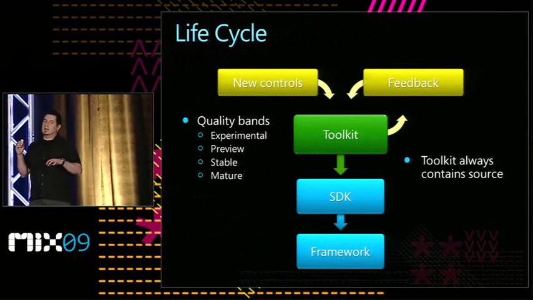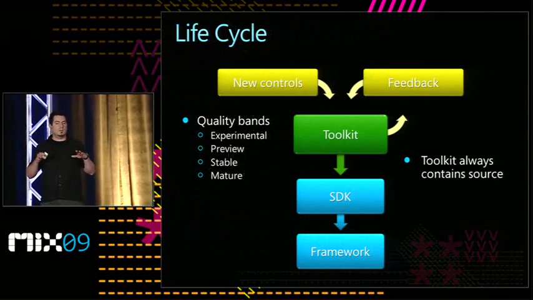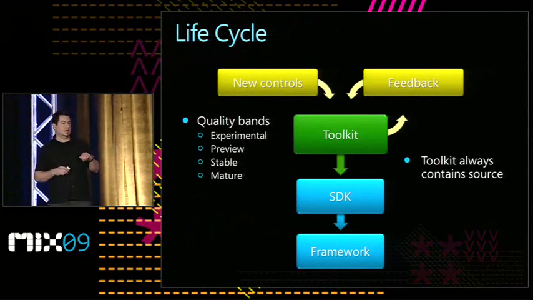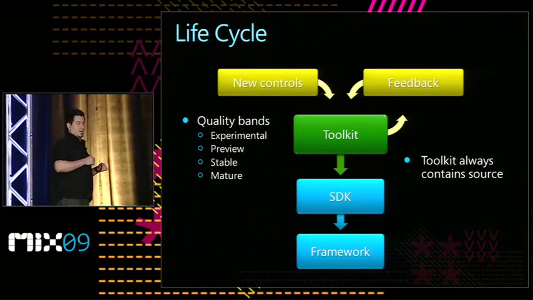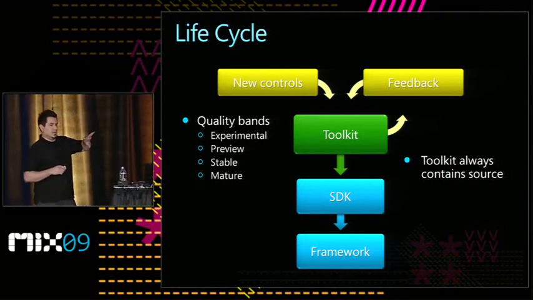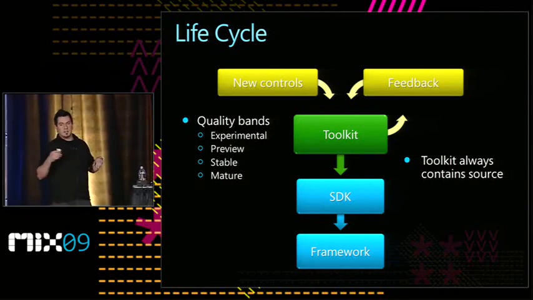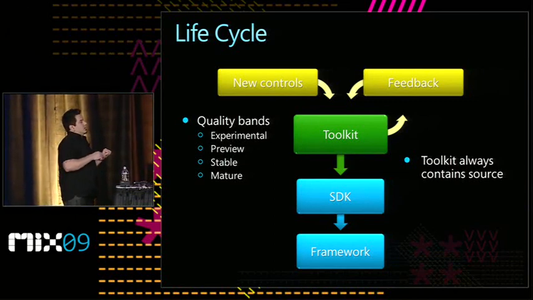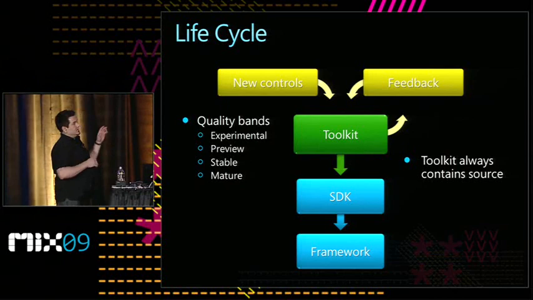I want to explain a little bit about the life cycle of Toolkit. This will sort of crop up as you start playing with the new bits between Silverlight 2 and Silverlight 3 beta. New controls come into the toolkit, and we get an idea, we see a need in the marketplace, and they end up in the toolkit. We release every 6 to 8 weeks. We get the feedback, and it does this sort of cycle thing.